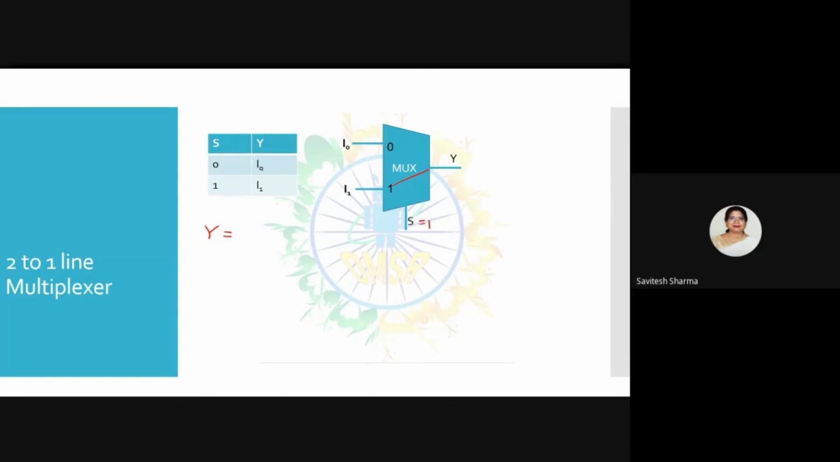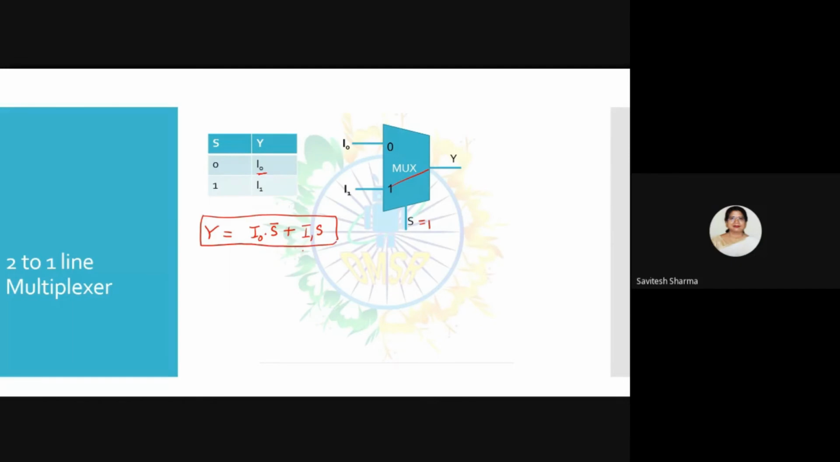It will be, you see, I0 for the first term. I0 will pass if S is 0, so that means S complement. Plus the second case is if I1 is true and S is 1. So this is the expression for the 2:1 mux.